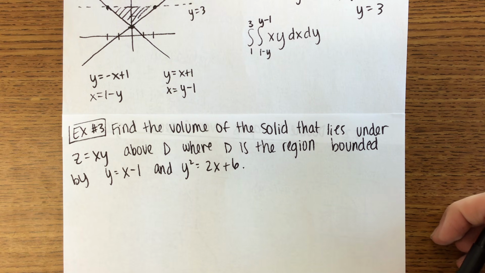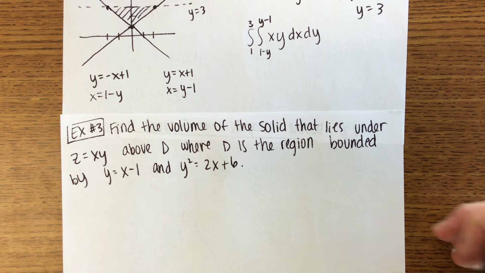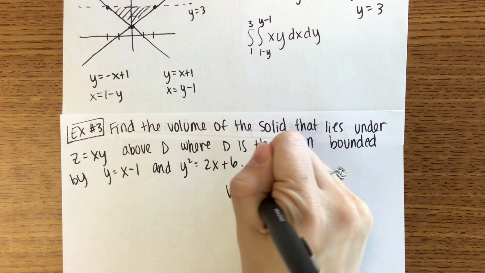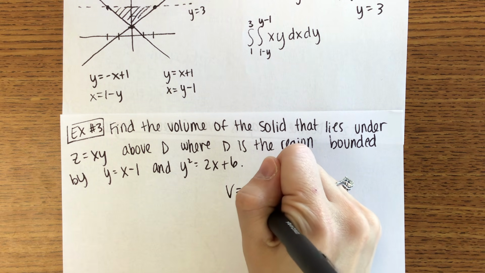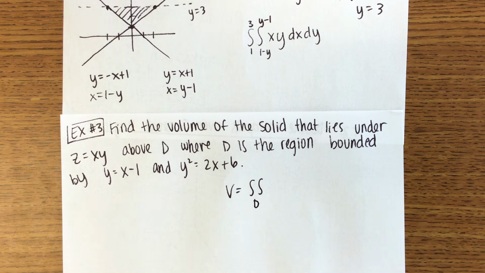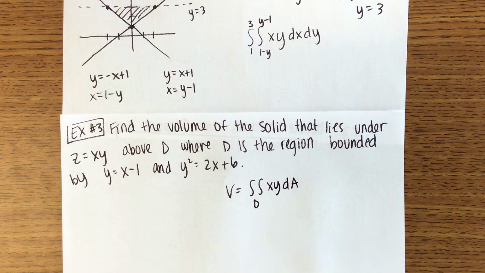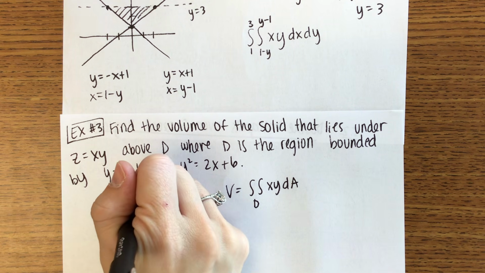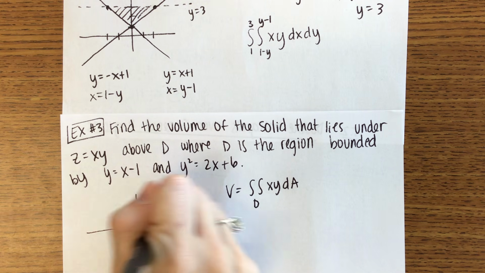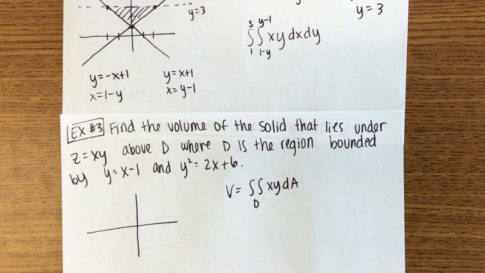Okay, I'm going to start you out, but then you guys are going to find the limits. If we want volume, that's going to be the double integral over the region D of our function, which is xy, and then dA. So you're going to have to figure out the limits, and you're going to have to figure out if you're integrating with respect to x or y first. We're going to draw the picture together, and then you guys will go from there.